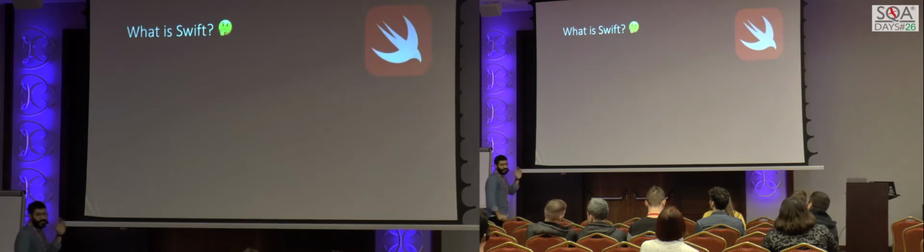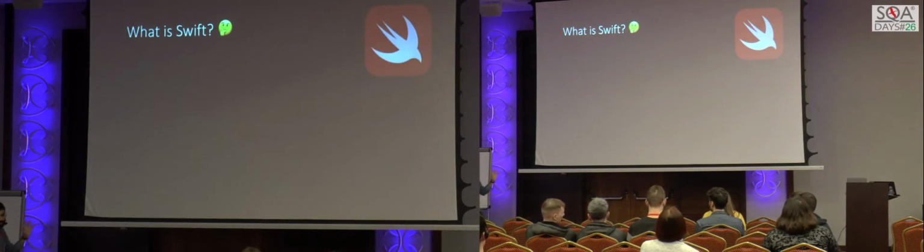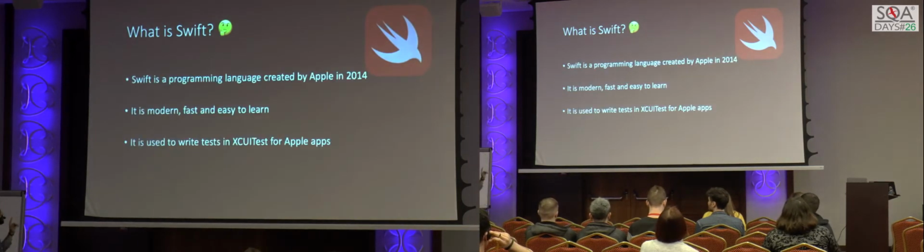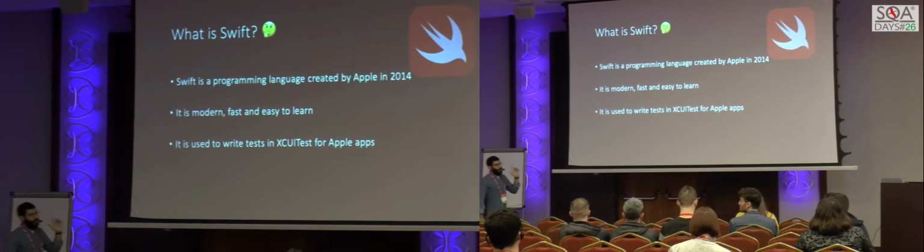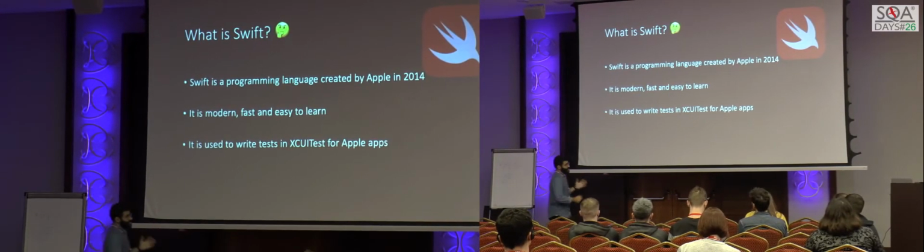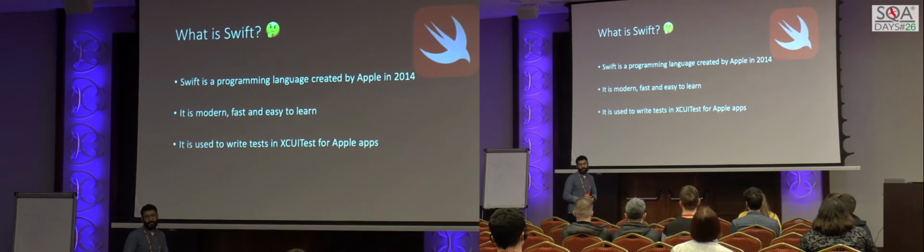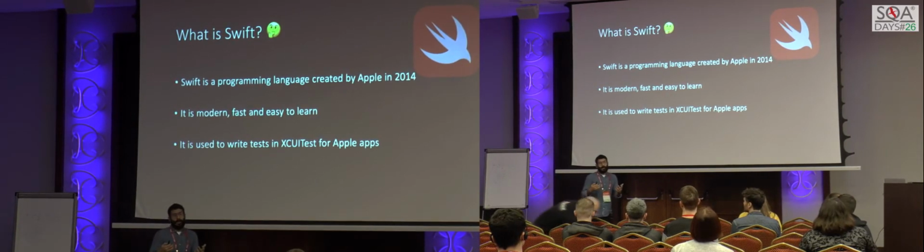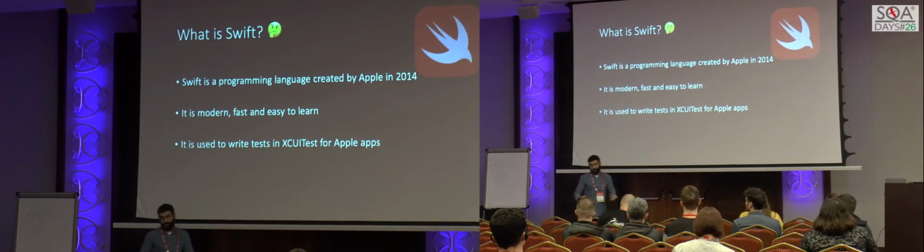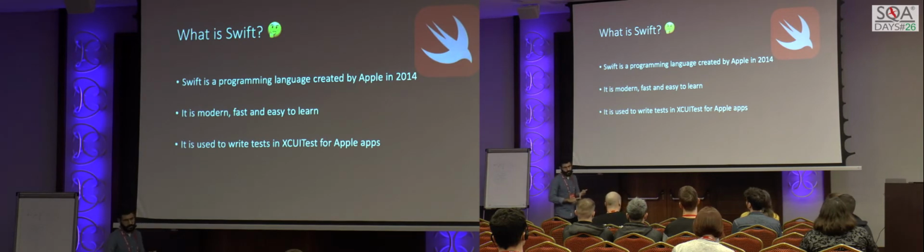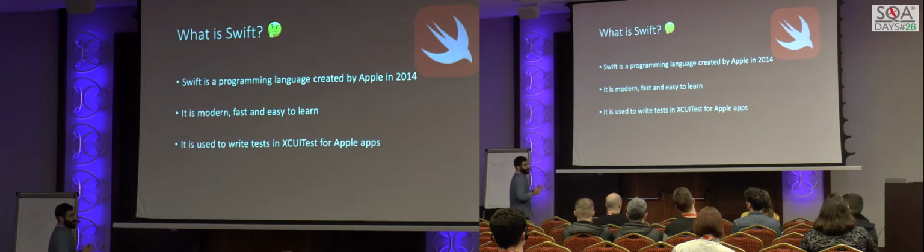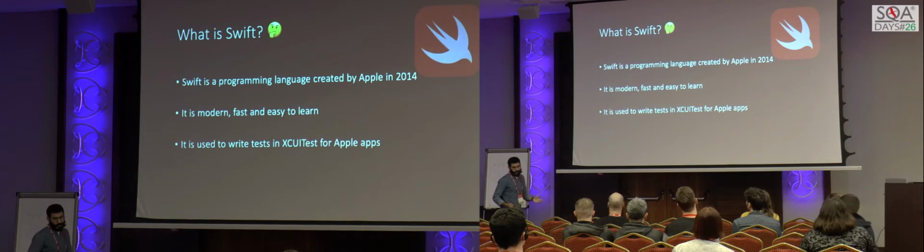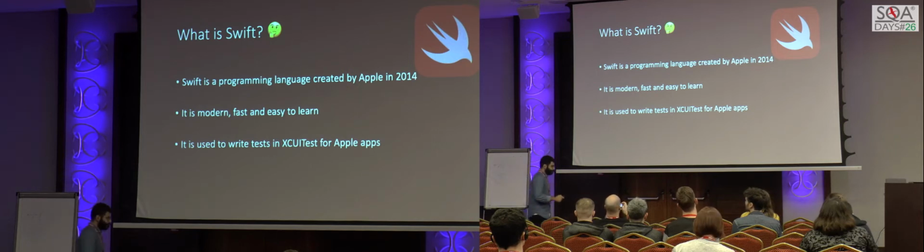The second tool, actually, is a programming language called Swift. Swift is made by Apple as well, in 2014. So it's very recent, as you can tell. It's modern, and it's very easy to learn, very easy. And we're going to use this language to write our UI tests.